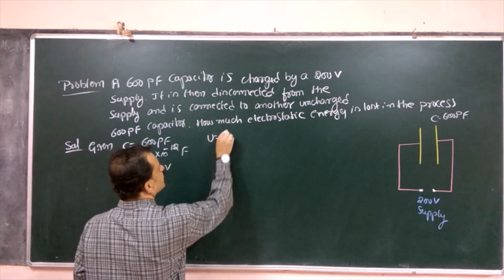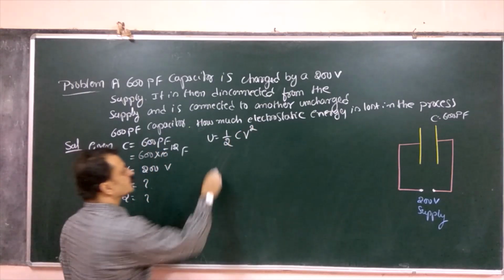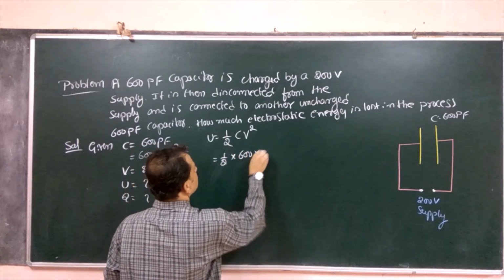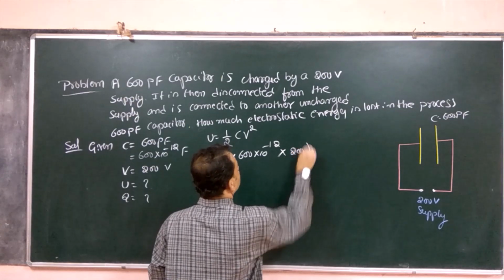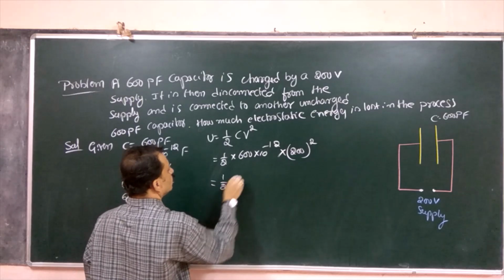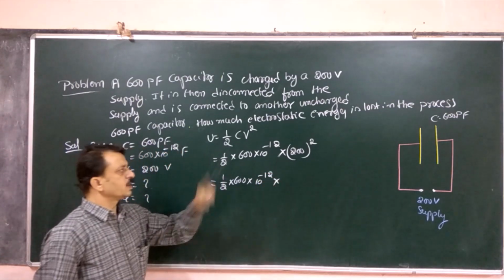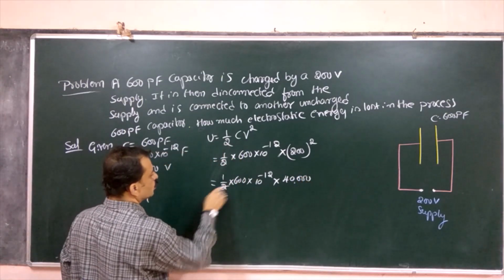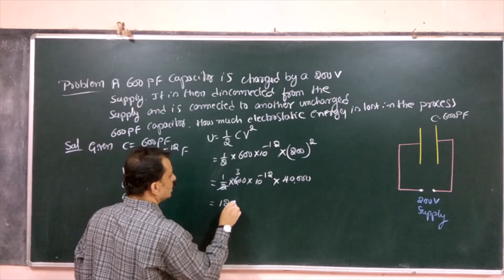Now energy stored in the case of a capacitor is half CV square. It is a simple formula, do the substitution and keep calculating. Half into C, it is 600 into 10 to the power of minus 12, into voltage 200 whole square. So let us simplify slowly. 1 by 2 into 600 into 10 to the power of minus 12 into 200 square gives 40,000. So 1 3s are 3, 4 3s are 12 comes.